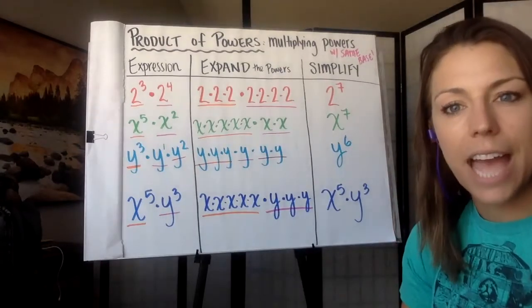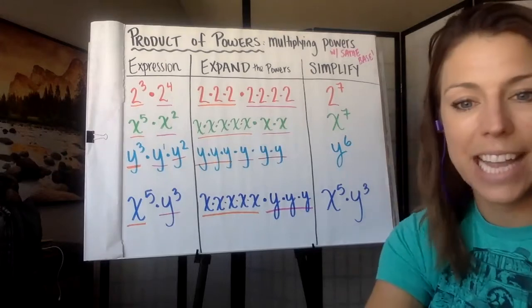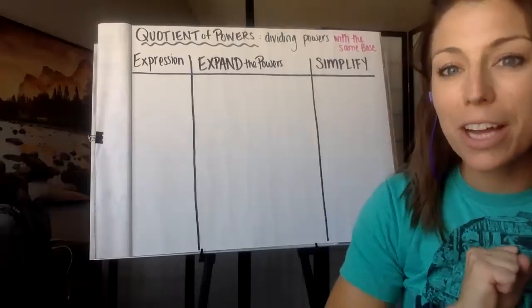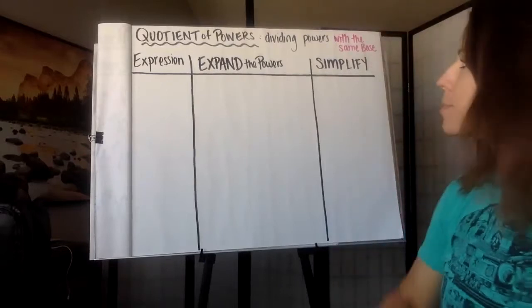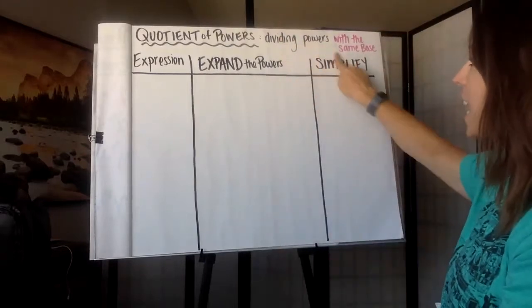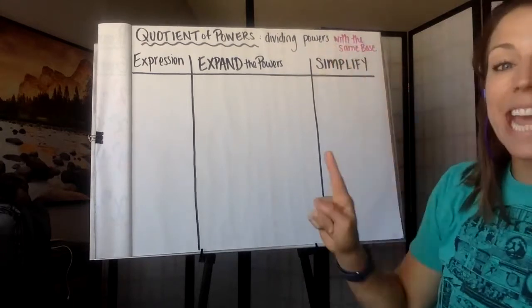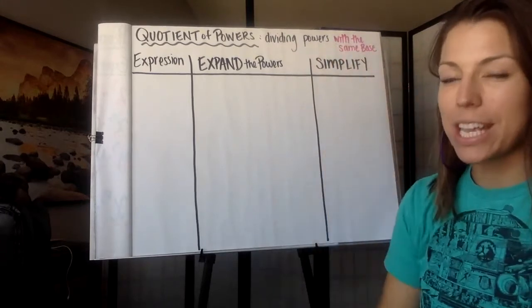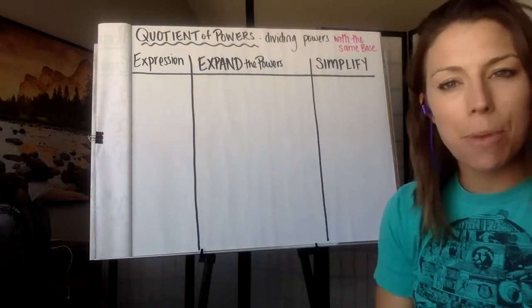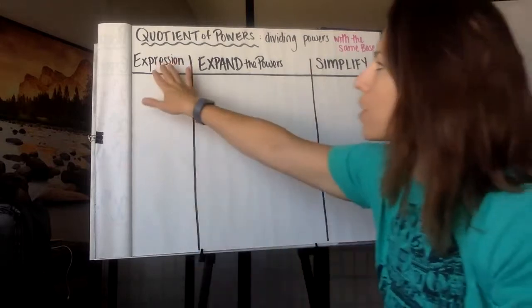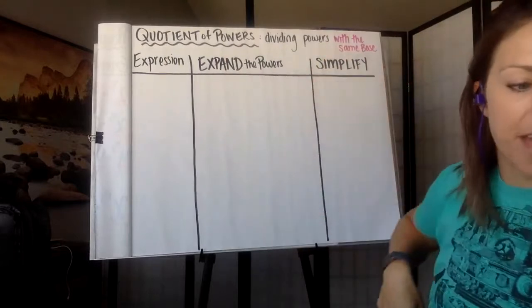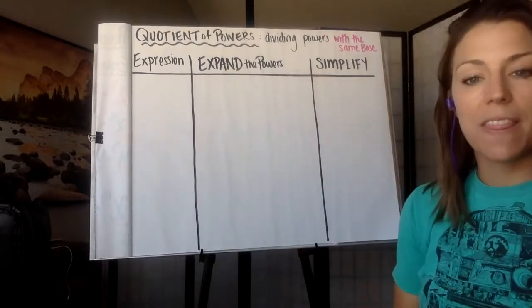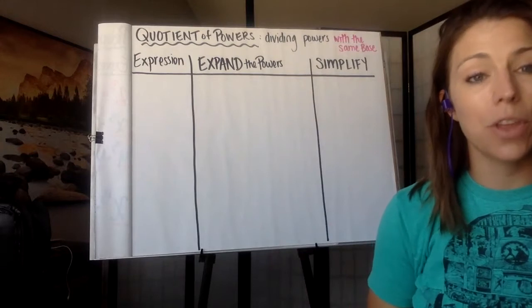All right, let's take a look at our quotient of powers next. Moving on to our quotient of powers property. Quotient of powers means you're dividing powers, again, that have the same base, and that is very key, same base. So go ahead, take a moment and set up your notes again with our 3 columns: expression, expand, and simplify. Once you've done that, let's go ahead and get started with our first problem.